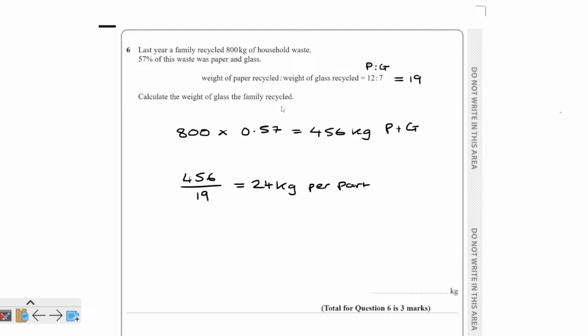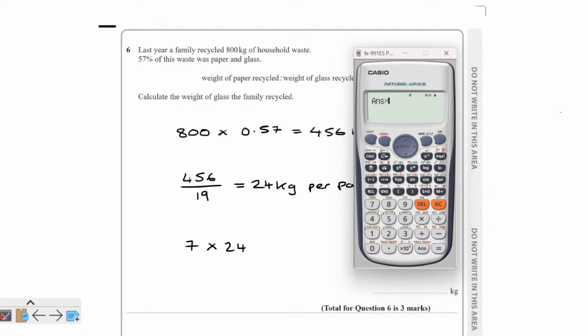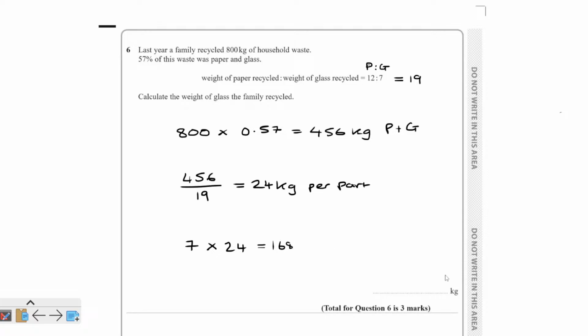Now, we're actually just looking at the glass, aren't we? You can obviously work out the paper from here, but we don't need to. We're only looking for glass. Glass is 7 parts. So that would be 7 parts multiplied by 24 kilos. So times your answer by 7, 168. Okay, that's literally just general arithmetic there.